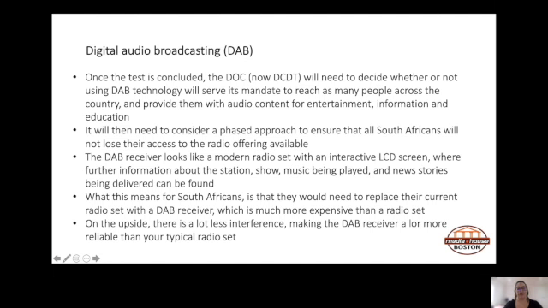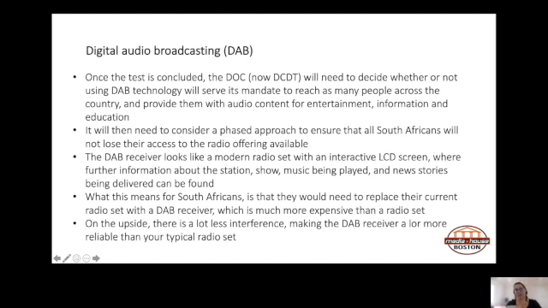It will then need to consider a phased approach to ensure that all South Africans will not lose their access to the radio offering available. Again, because as I mentioned, everyone currently does not have access to these kinds of technologies. So a DAB receiver looks like a modern radio set, but it has an interactive LCD screen. You know those little screens that project things on them, where further information is given about the station.